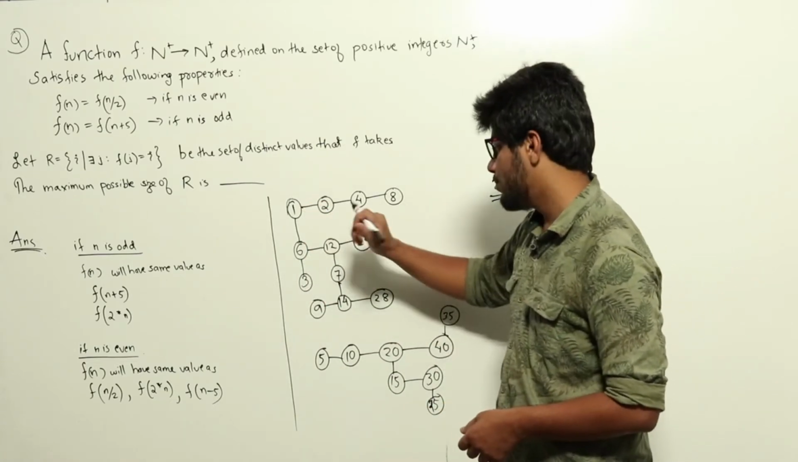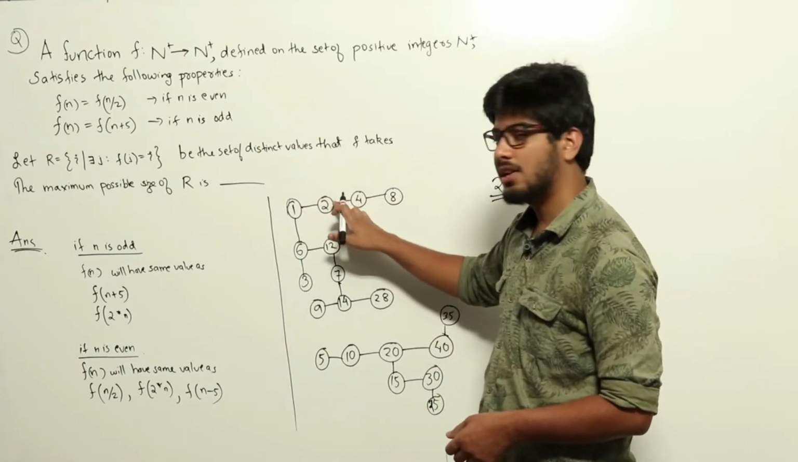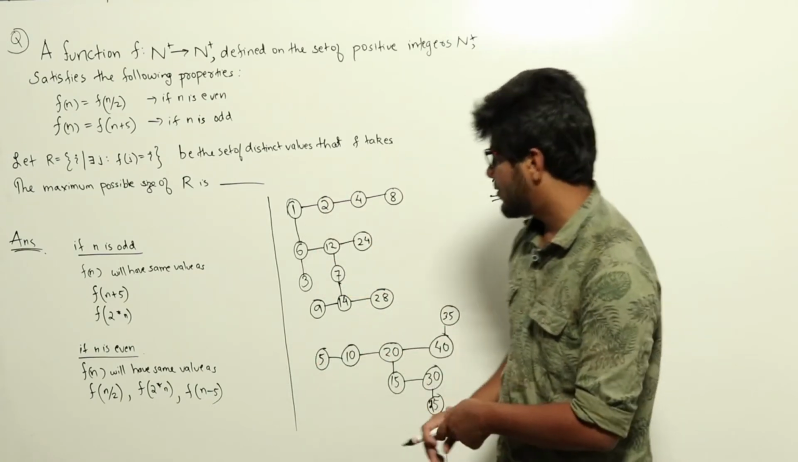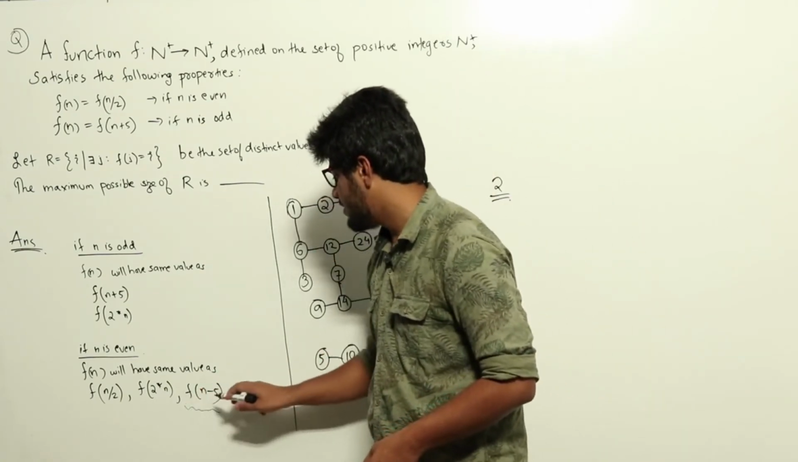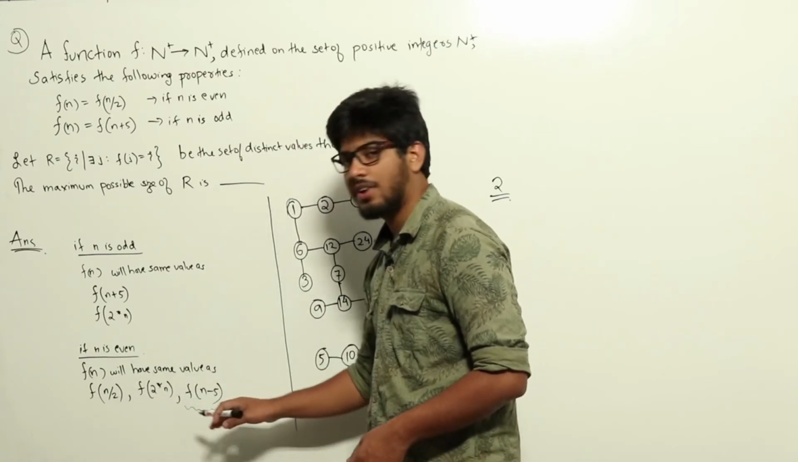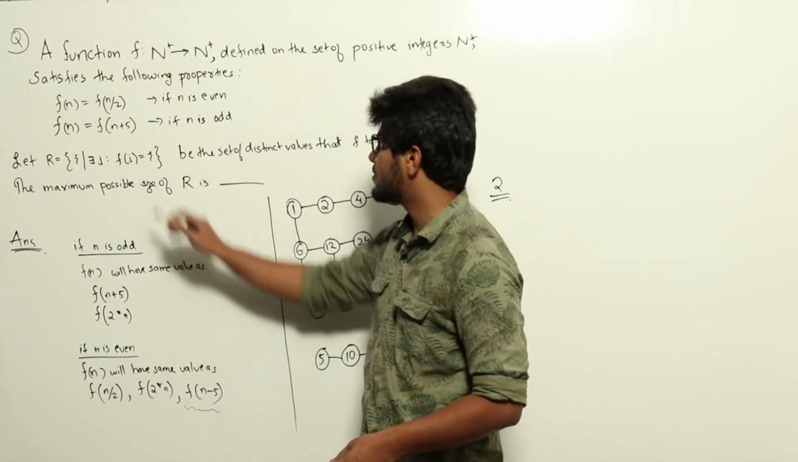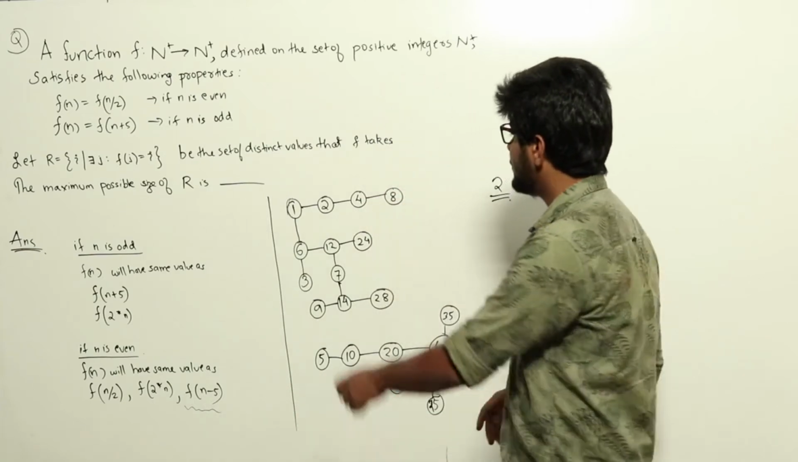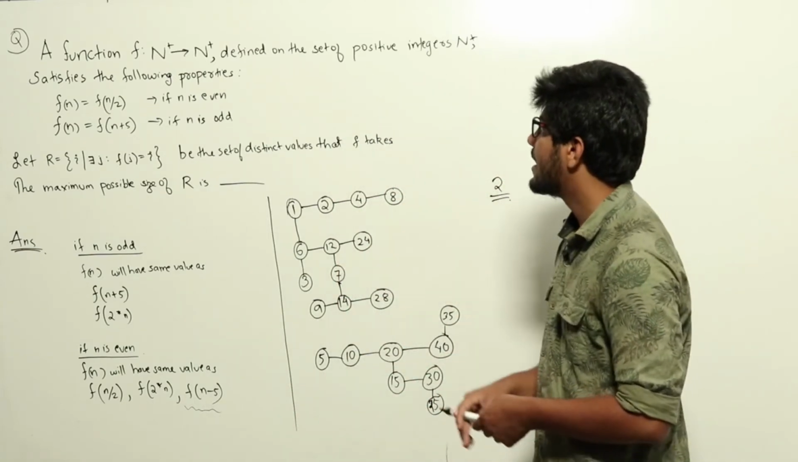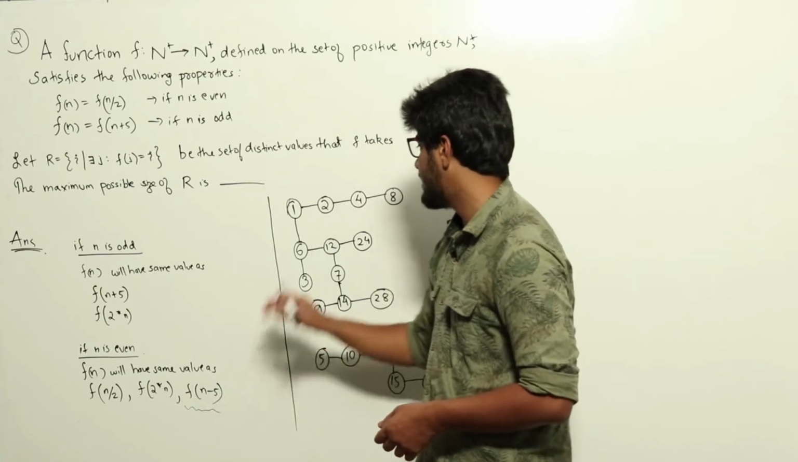So let's take a look at 2. It's also even, it will have the same value as 2 into 2 and 2 minus 5. So this f of n will have the same value as f of n minus 5 only if n minus 5 belongs to the set N plus, right? So 2 minus 5 is a negative value, so that doesn't belong to the set N plus, so I won't be writing this part here.